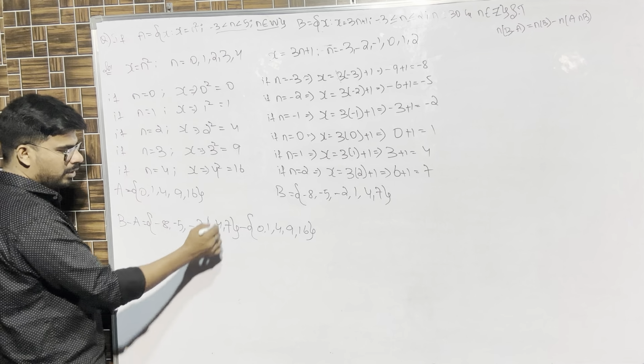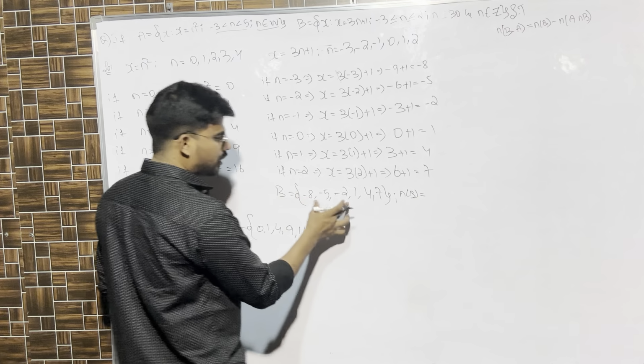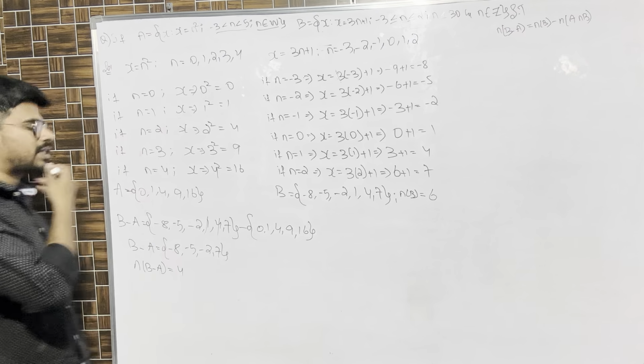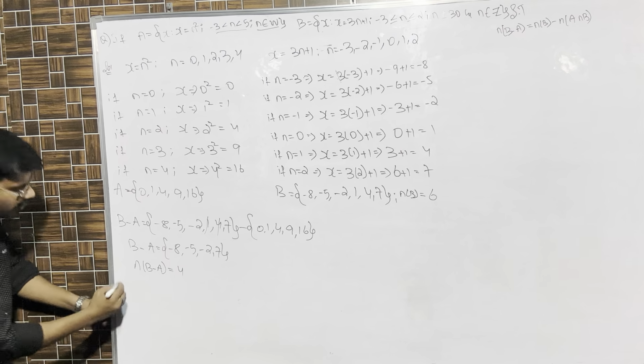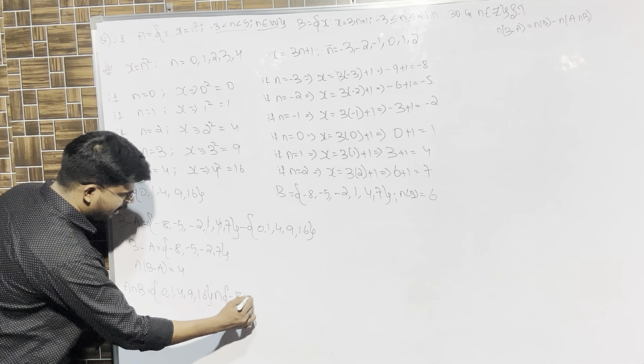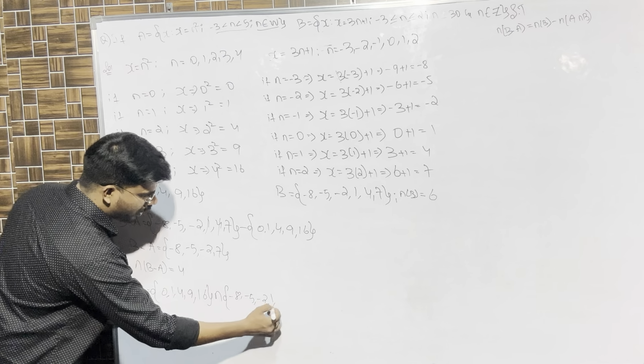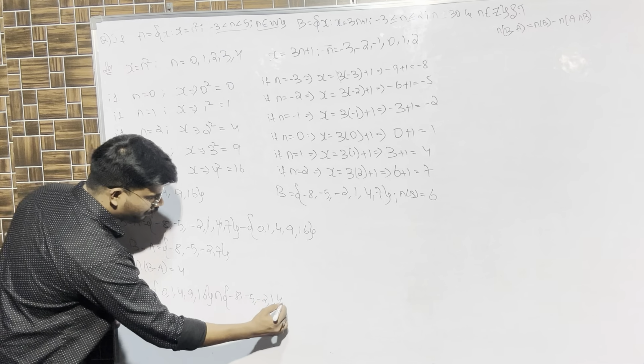Number of terms in B. Here only we'll write it. How many terms are there? 6 terms are there. Next, A intersection B we have to do and then find the number of terms in it. What is A? 0, 1, 4, 9, 16. We have to write the sets once and then find the common terms. While practicing you can do that, but however I have to upload this on YouTube, that's why I have to write the entire part. A intersection B, where B is minus 8, minus 5, minus 2, 1, 4, 7.